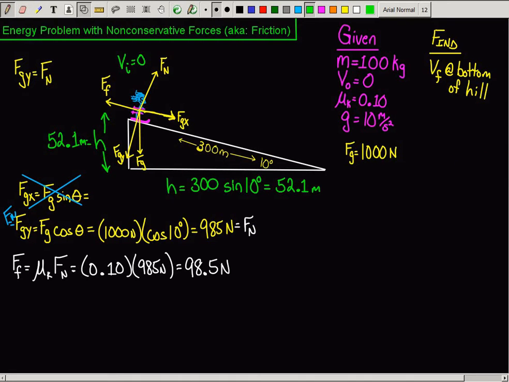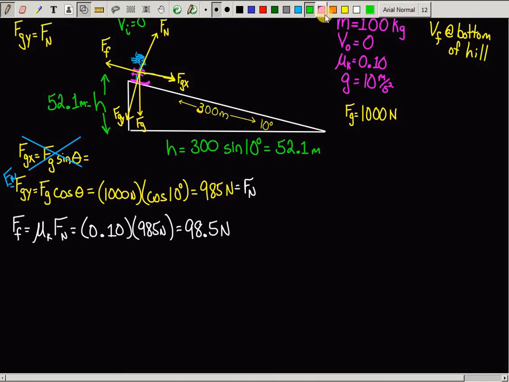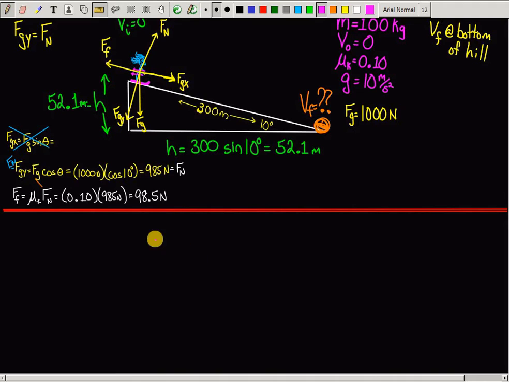All right, so let's look at our energy equation now. Ultimately, we're trying to figure out, when we get to the bottom, how fast are we going? All right, let's do a little bit of a sidebar. Let's use our energy equation to get this problem started.